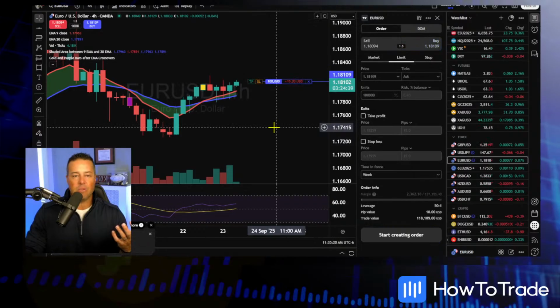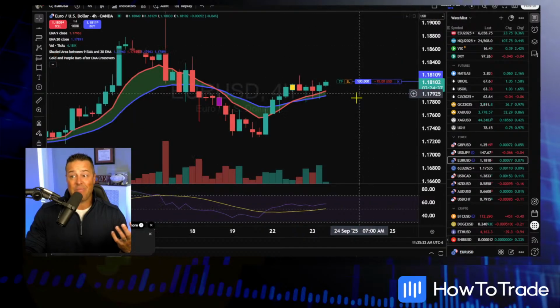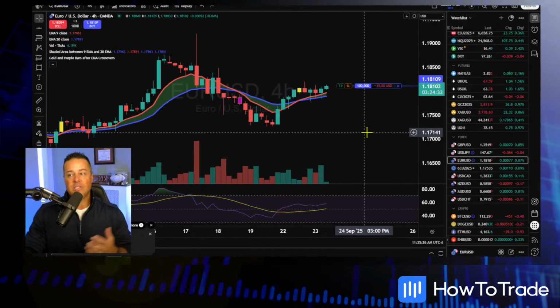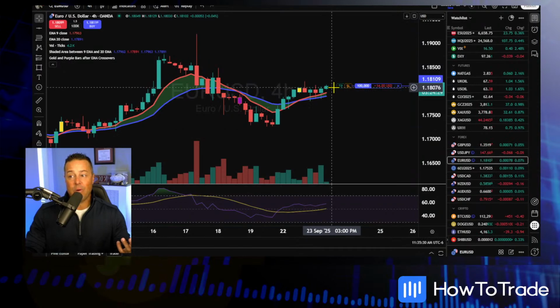Definitely want to be able to manage your trades without getting stopped out consistently because of leverage. Something like this, though, very interesting. Okay, so let's design the trade. The entry point's pretty good. I mean, we're right around the close right here. I have no problem buying right now.